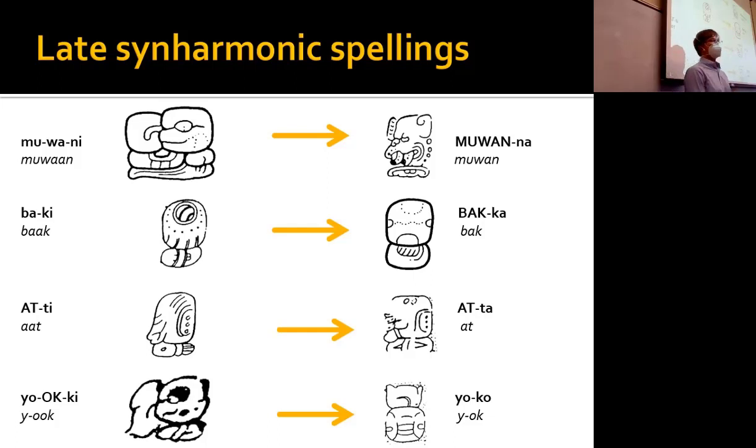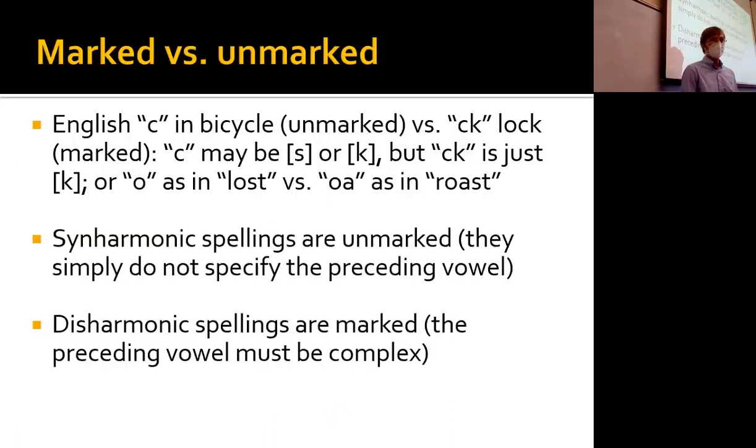So that was a very neat proposition. The only problem there was not all spellings which appear to be synharmonic in Maya writing correspond to long vowels, or correspond to short vowels. Some spellings correspond to words which are reconstructed as having a long vowel or a glottalized vowel. And so that was an obvious problem with this interpretation.